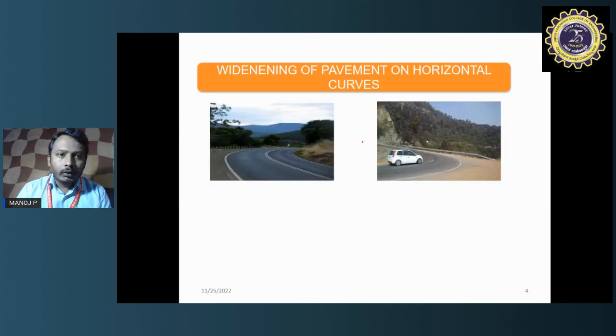Next, we will move on to the widening of pavement on horizontal curve. What do you mean by widening? Here, widening is needed for providing extra width on the road for two purposes. One is mechanical widening, and the second one is psychological widening. What is mechanical widening and what is psychological widening?